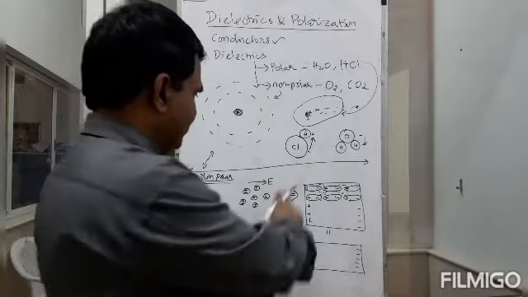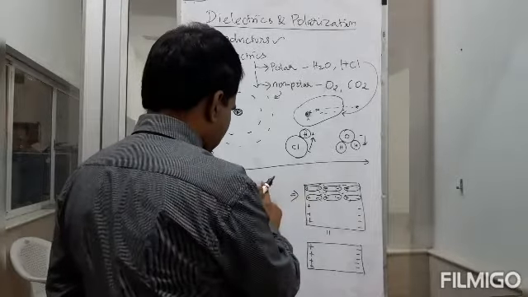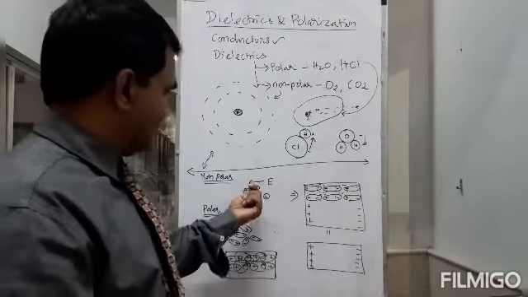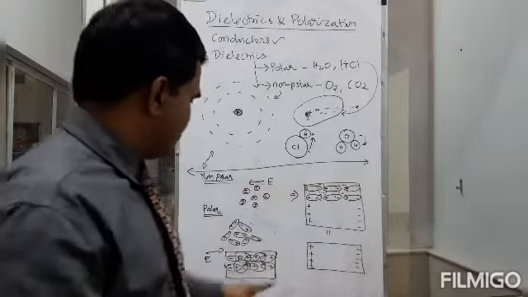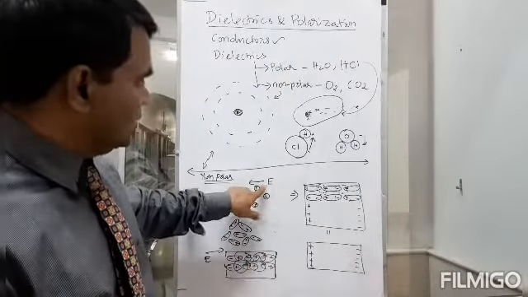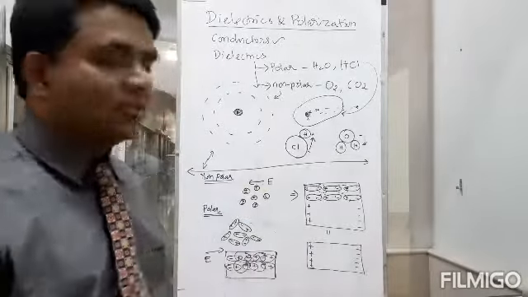Okay. I think I've drawn this differently. So positive charges will go this way, negative charges will go this way. But here it is okay. It's negative on this side, positive on this side. I drew the direction and corrected it.